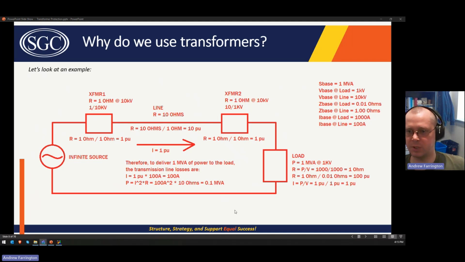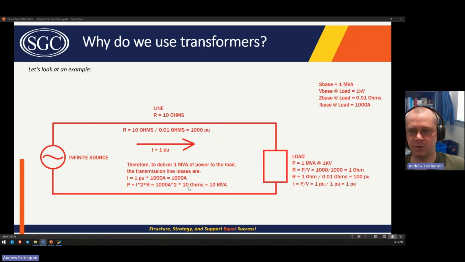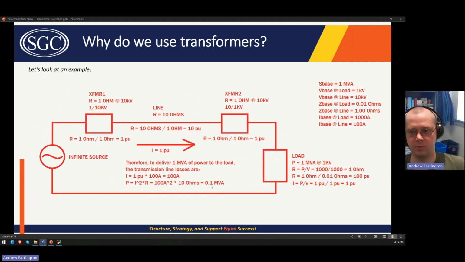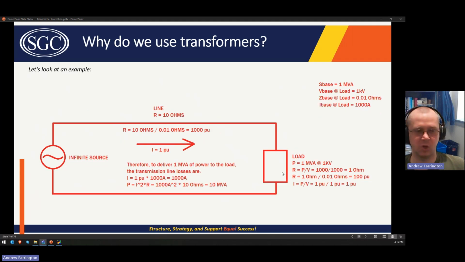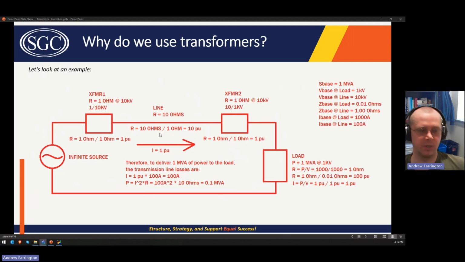So if you redo these calculations with the consideration of these transformers, you now see that your losses are 0.1 MVA. So instead of losing 10 MVA on the line, you lose 0.1 MVA on the line. So that makes it a lot more tenable to supply 1 MVA of load with 0.1 MVA of losses on the transmission system instead of having 1 MVA of load with 10 MVA of losses. Nobody would ever do this. That seems reasonable. Therefore, this is why we use transformers.